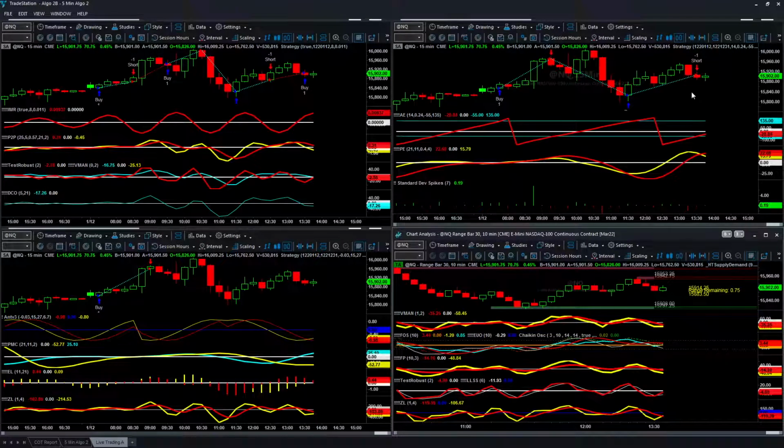Something like this, I can backtest. I can backtest this for many, many years or for a very short period of time. My process is that I optimize these strategies every night.